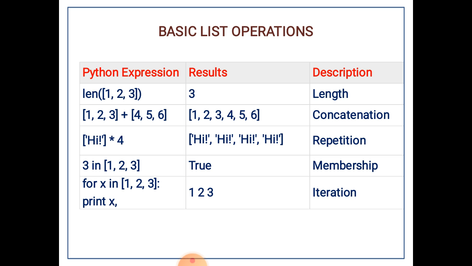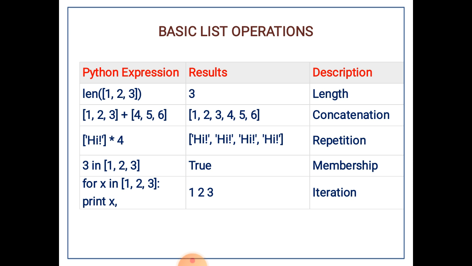There on the screen we see a table containing 3 columns, of which the first column shows the operators or expressions. The second column shows us the result of that operator, and the third column describes what the operator has done.